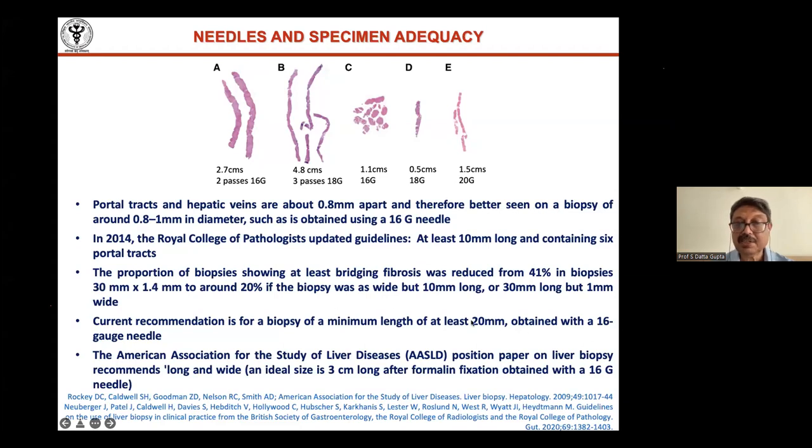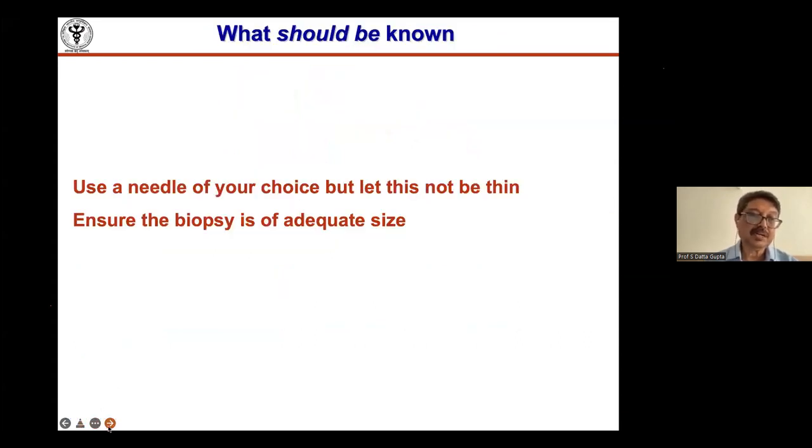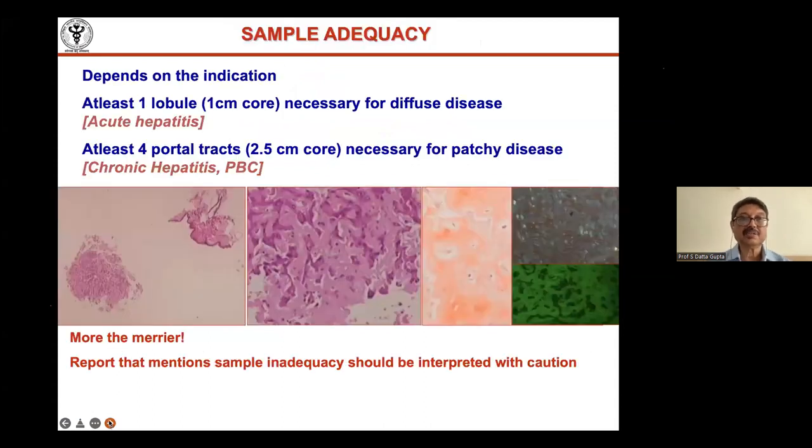So the current recommendation is 20 millimeter, but the AASLD, the American group, suggests 3 centimeters. The British group suggests a 2 centimeter length. So let's keep at least 2 centimeter minimum with 16 or 18 gauge. We'll come to that. But please ensure it's not very thin. Sometimes the radiologists use the Chiba needle and others which are very thin and not good for interpretation. But it's not necessary that for all diseases you require a 2 or 3 centimeter.